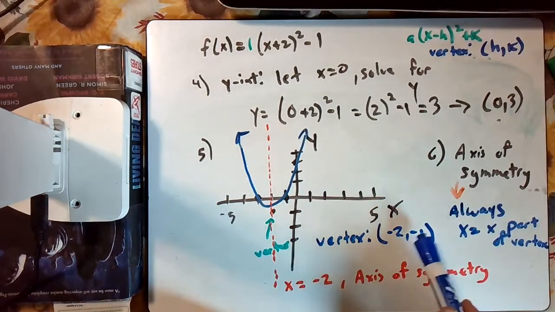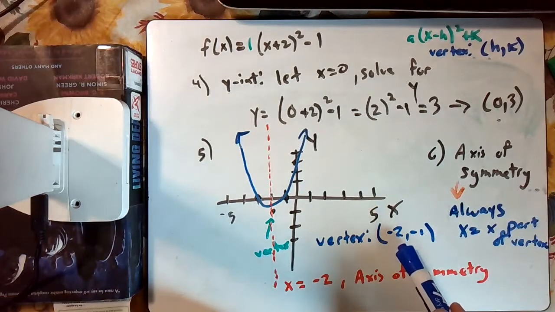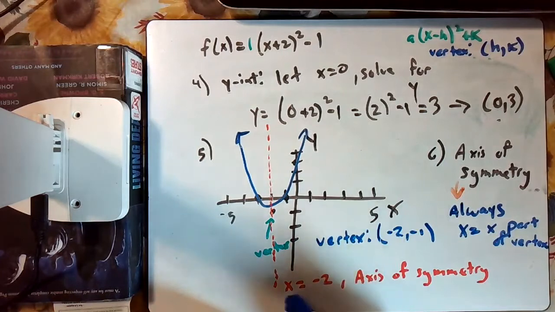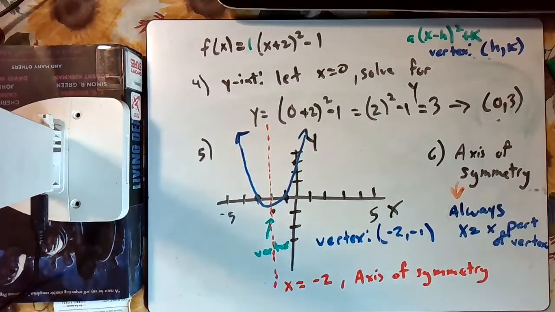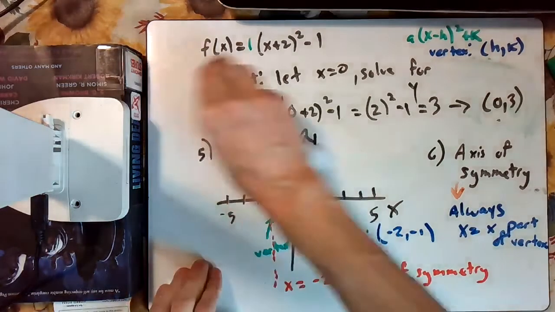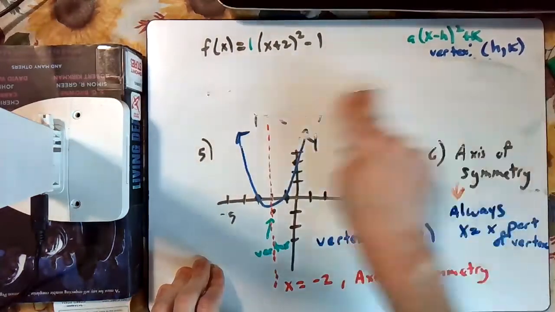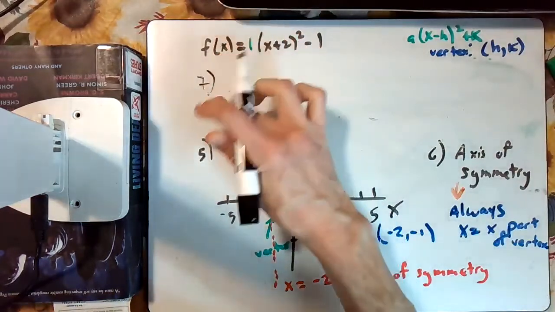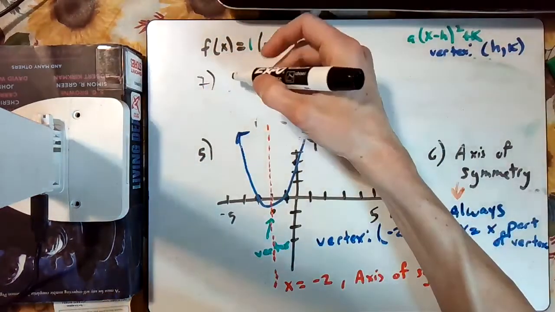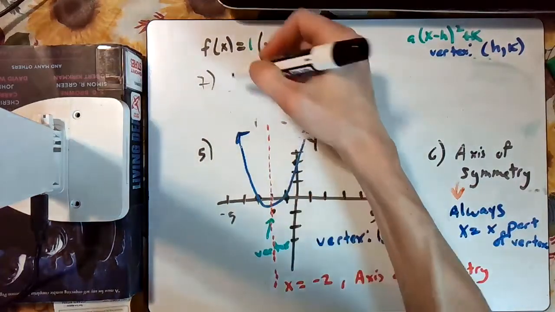So if the vertex was 8, 7, your axis of symmetry would be x equals 8. You just take this number and copy it right here with the x equals, and you're done. That's all you need to do for the axis of symmetry. Then the 7th question is asking, oh, what's the maximum value, right? Well, we already have that, right? The maximum value is the vertex.